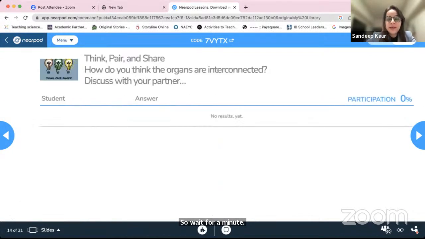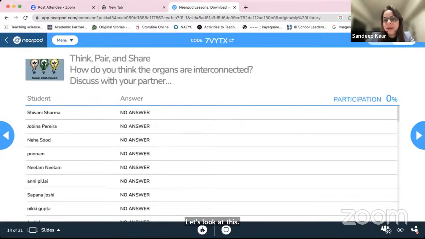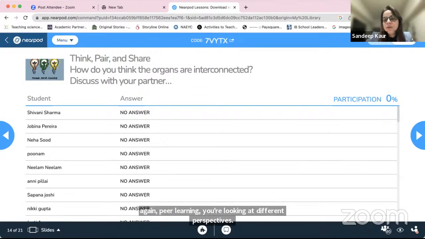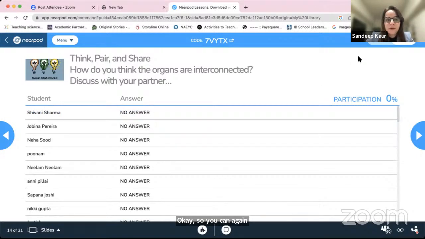Let's look at this. Okay. Another VTR, think, pair, and share. Now, this is the time when you're focusing on, again, peer learning. You're looking at different perspectives. Okay, so you can again give a probing question. How do you think the organs are interconnected?